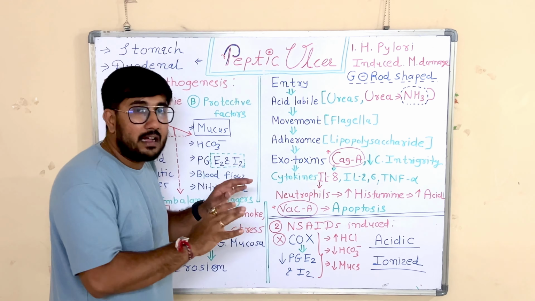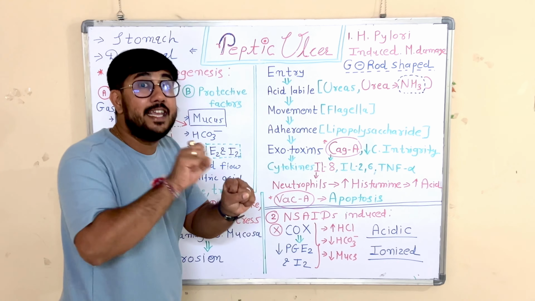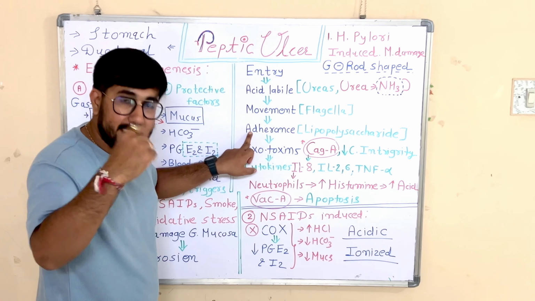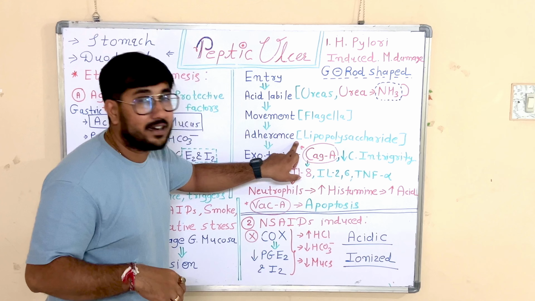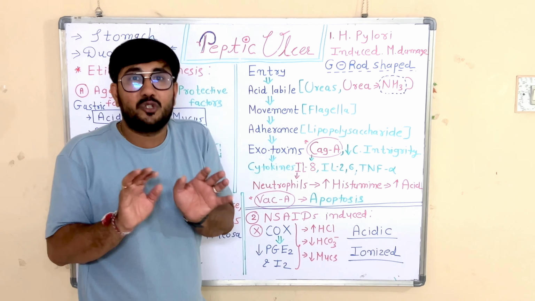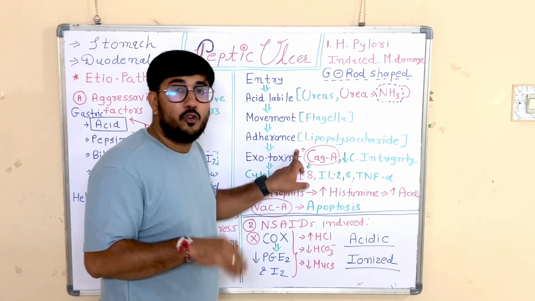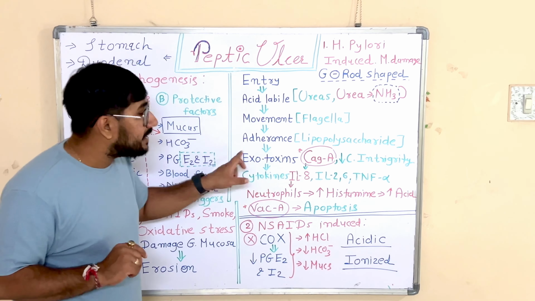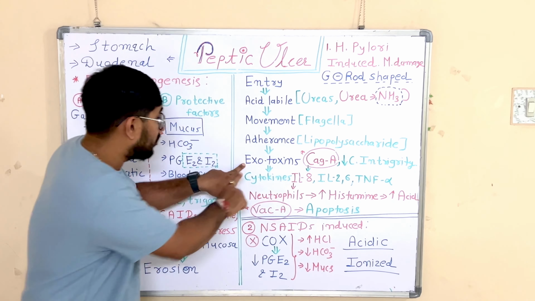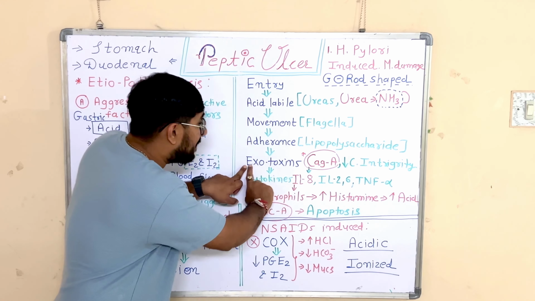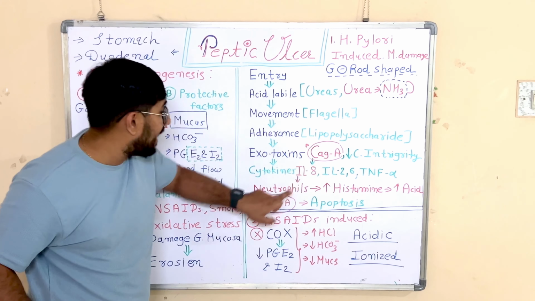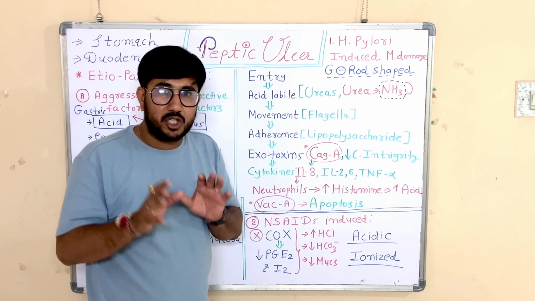Then the bacteria has the further opportunity to adhere, that is the attachment, with the wall of the stomach as well as the duodenum, and that will be conducted by lipopolysaccharides. So lipopolysaccharides are the adherence tools which the bacteria have. After the adherence or attachment, the bacteria will release toxins, known as exotoxins. Major exotoxins are two, remember, CAG-A and VAC-A. Now understand the functions of CAG-A.